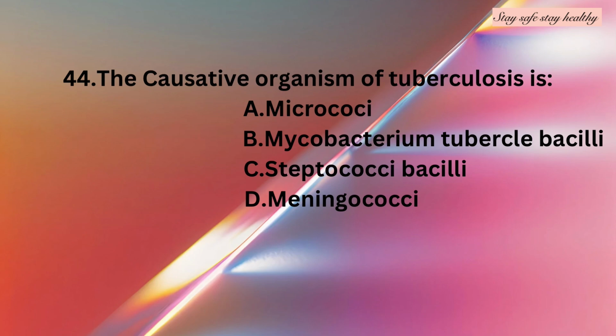The causative organism of tuberculosis is A. Micrococci, B. Mycobacterium tuberculosis bacilli, C. Streptococci bacilli, D. Meningococci. Easy one. It's B, Mycobacterium tuberculosis bacilli. TB is spread through the air when people with active TB cough, sneeze or spit.